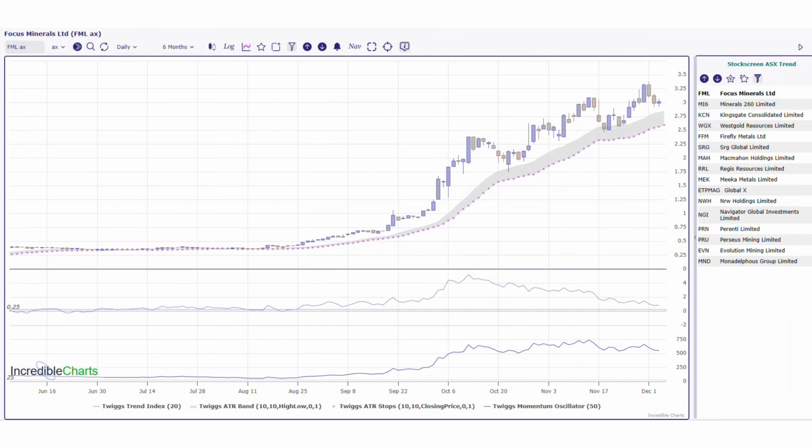Welcome to Incredible Charts. Today I'm going to show you how to capture fast-moving trends like the stock on my screen using a stock screen with two key indicators.